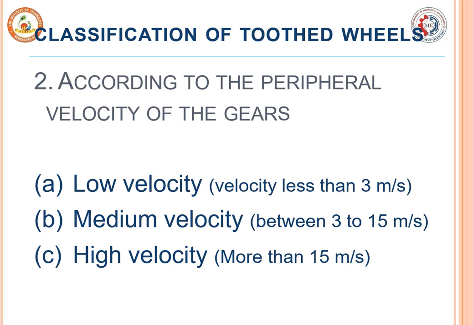So based on the velocity need, we are going to select particular wheels for low velocity, medium velocity, and high velocity. Low velocity means the speed is less than 3 meters per second. Medium velocity means 3 to 15 meters per second. If it is high velocity, it is more than 15 meters per second.